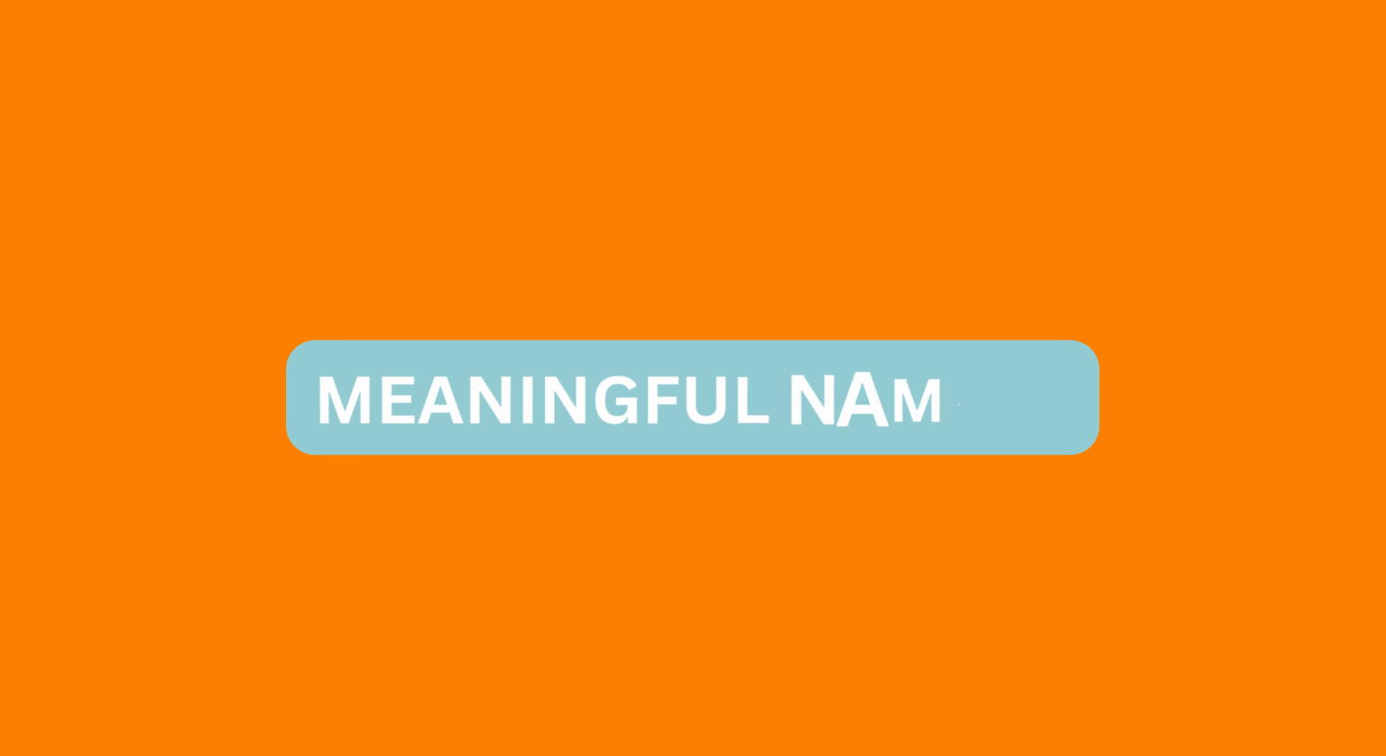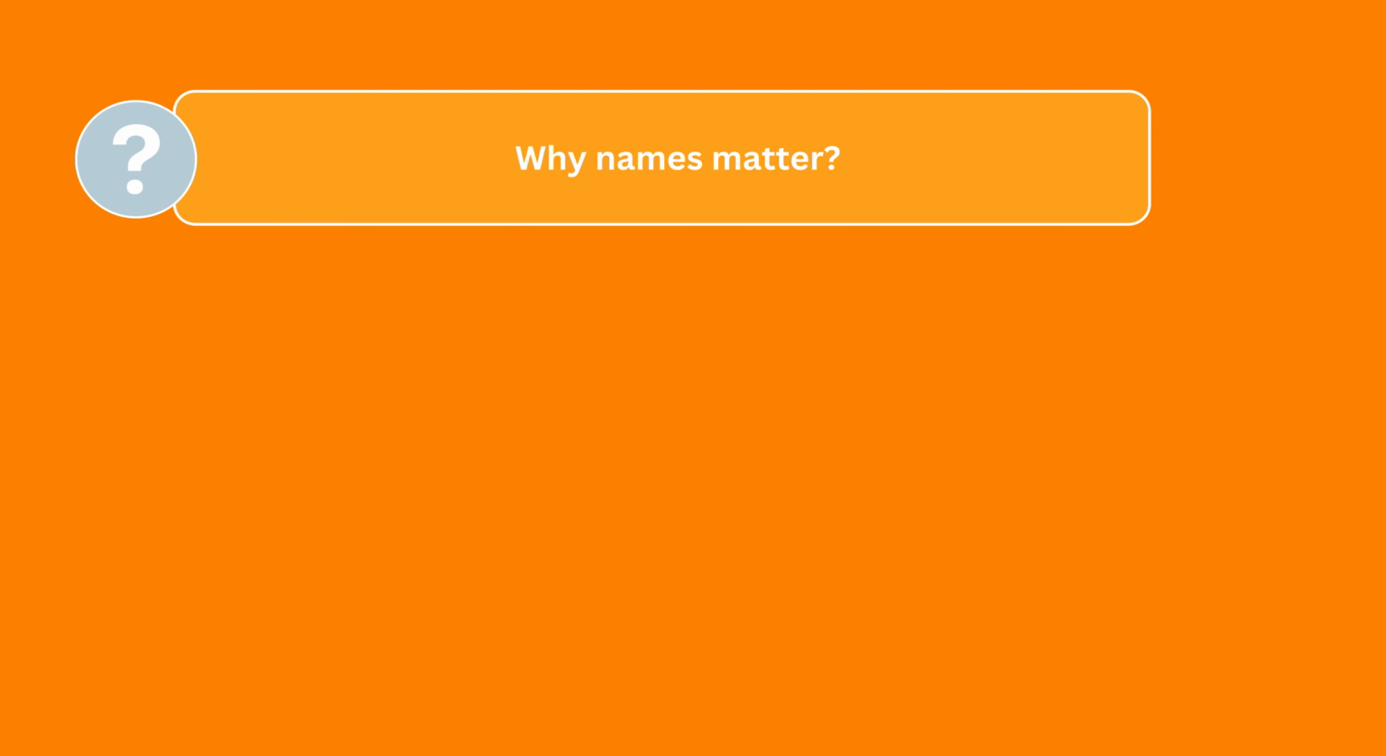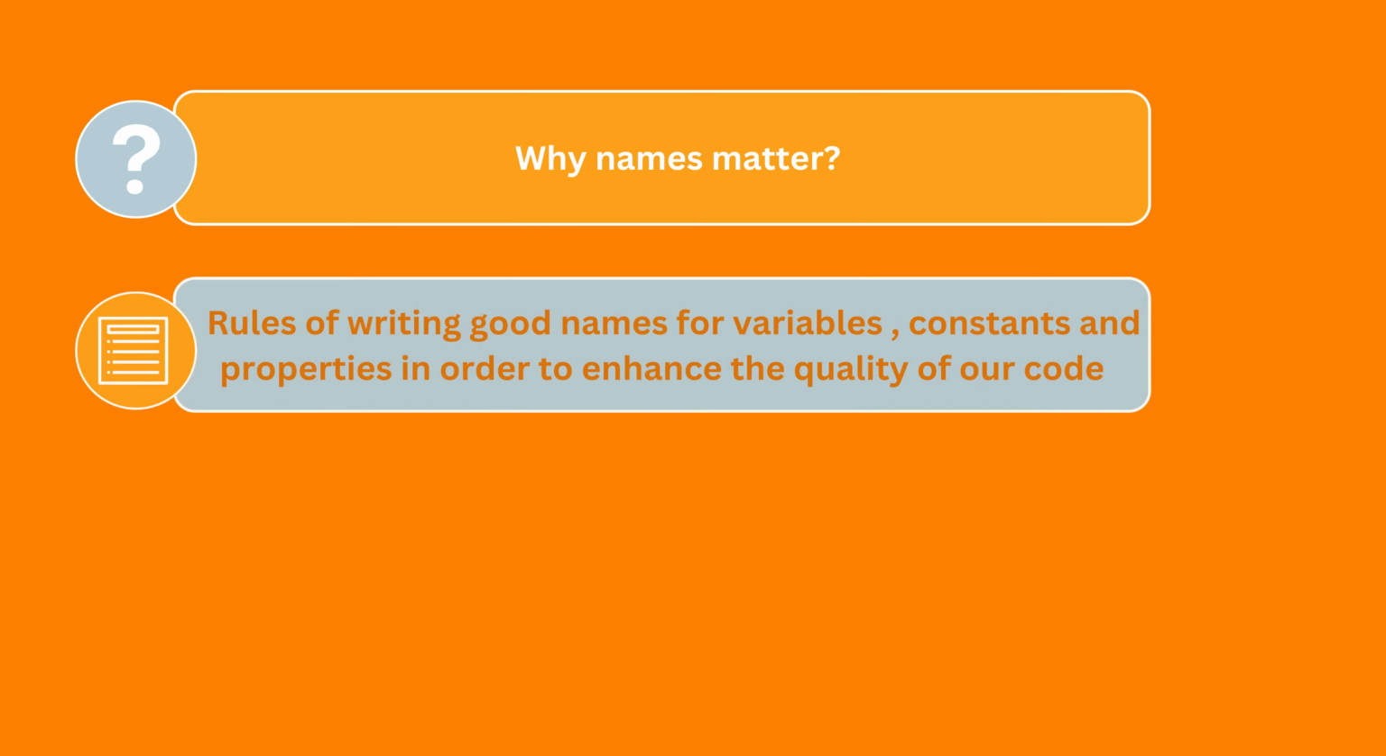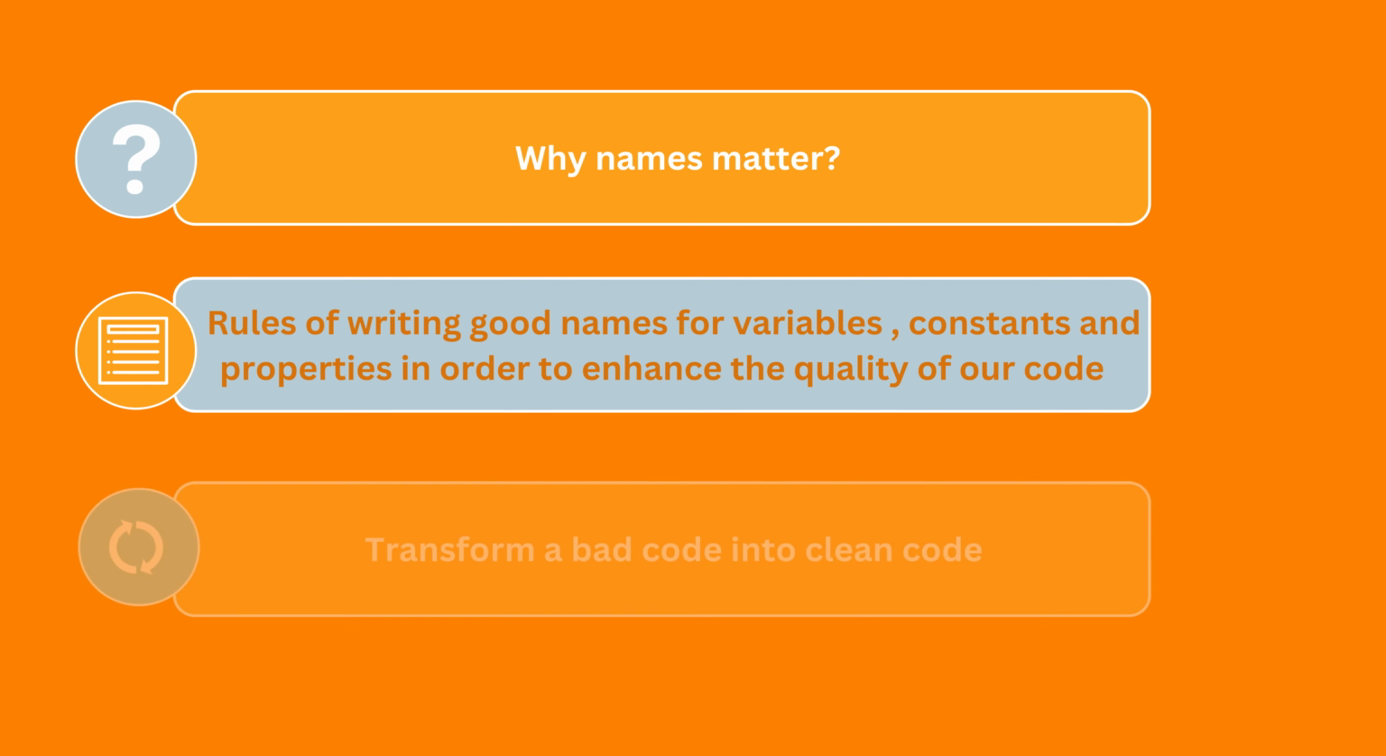First and foremost technique of writing clean code is to name things properly. In this episode of Clean Code Ninja series, we will learn about why names matter, rules of writing good names for variables, constants, and properties in order to enhance the quality of our code. In the end, we will use the concepts learned in this video to transform a bad code into clean code.